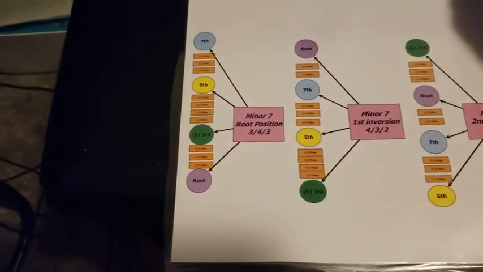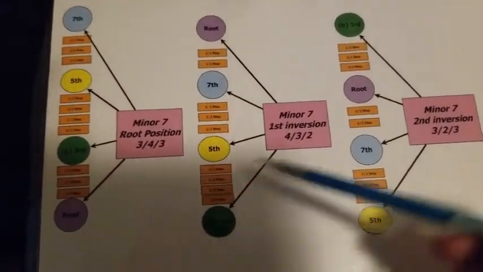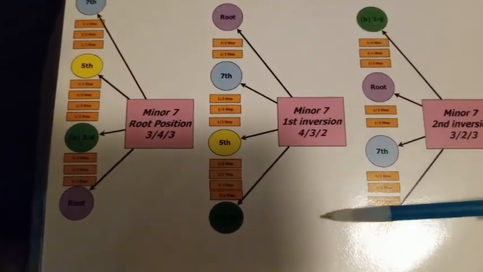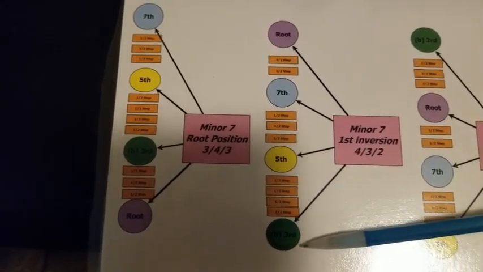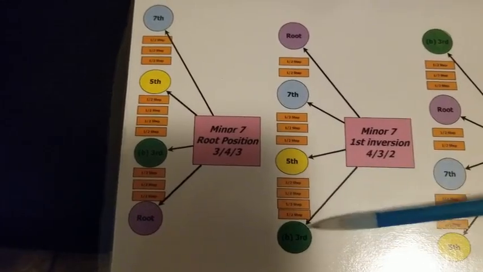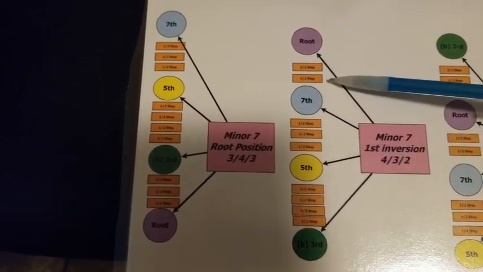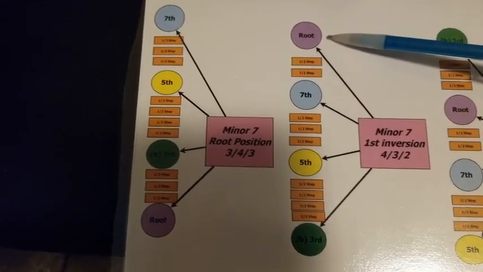Okay, if we take the inversion form of a minor 7 chord, we're going to shift the root to the top, leaving us a 4-3-2 form. So you have 4 half steps between the 3rd and the 5th, 3 half steps between the 5th and the 7th, and then a major 2nd between the 7th and the root here.